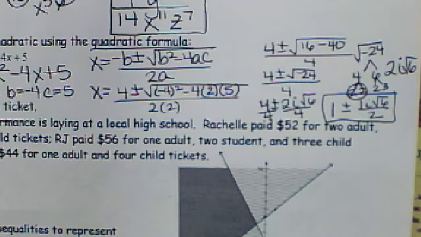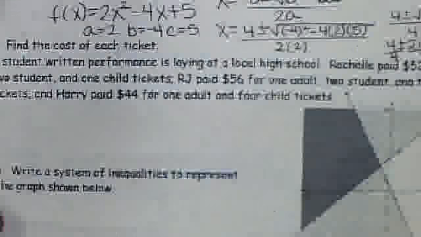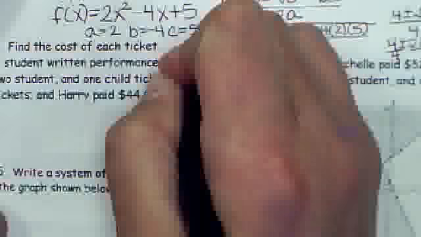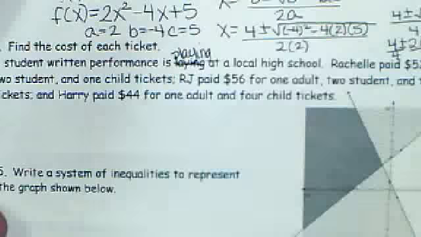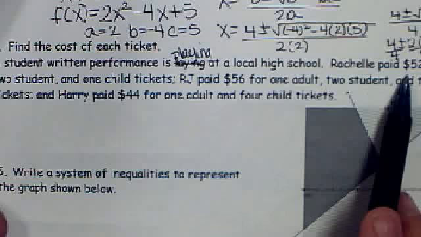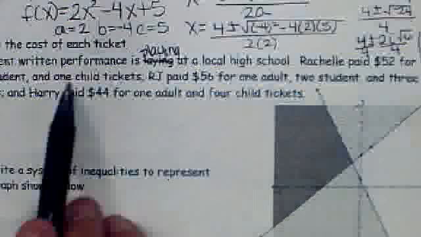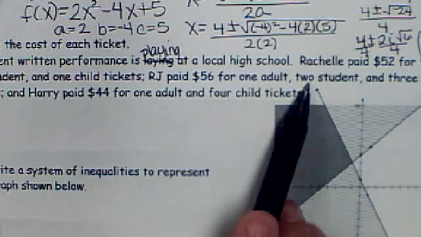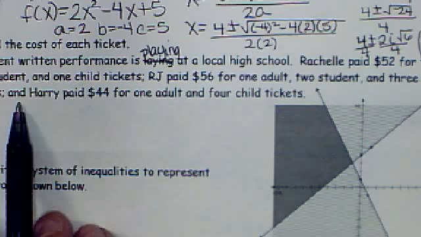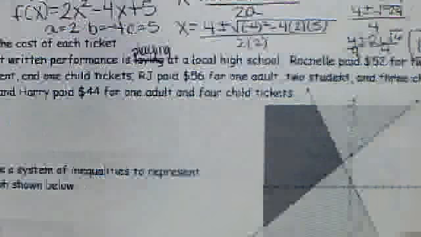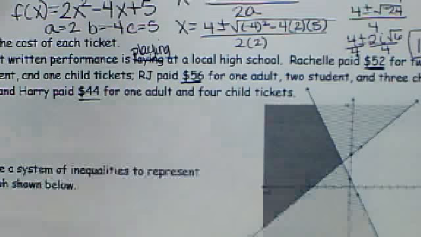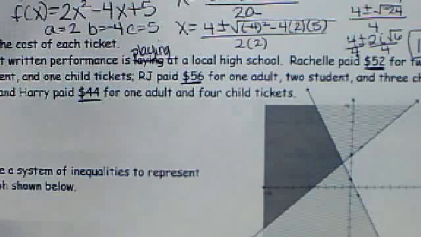Okay, so number 4. A student-written performance is, that should be playing, not laying. At a local high school, Rochelle paid $52 for 2 adult, 2 student, and 1 child tickets. RJ paid $56 for 1 adult, 2 student, and 3 child tickets. And Harry paid $44 for 1 adult and 4 child tickets. So I'm going to underline those numbers because you don't have those in your packet. So Rochelle was 52, RJ was 56, and Harry paid 44.